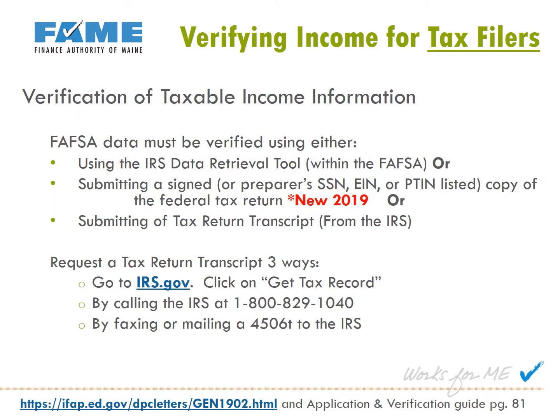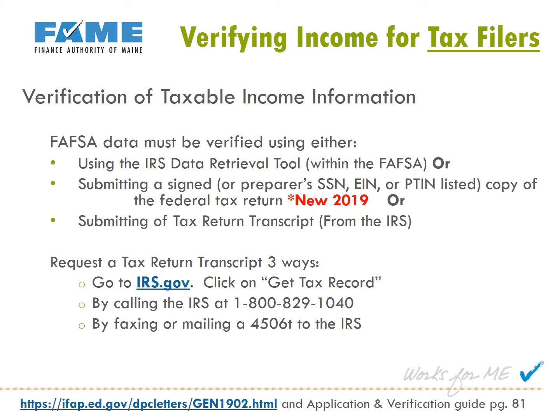So how do we verify income? The Department of Education puts out a list of what's called acceptable documentation every year. This is where they say to verify income on the FAFSA, you can do this in one of three ways if they are a tax filer. They can either use that IRS data retrieval within the FAFSA. That way we can suck the tax data in from the IRS directly. We know that information is correct. If they've done this, we've already verified their tax information.